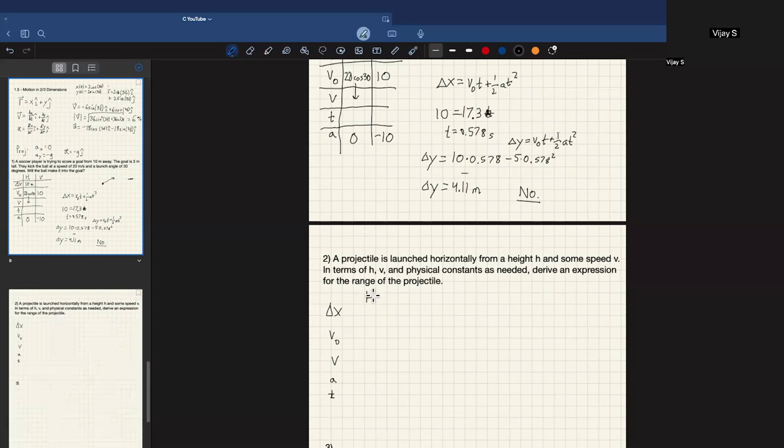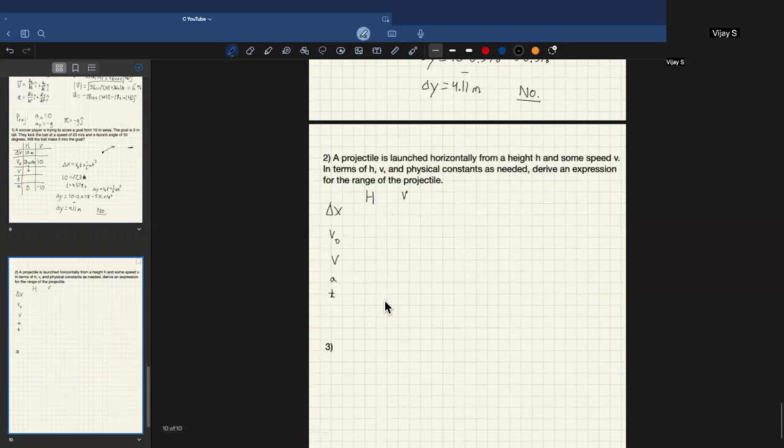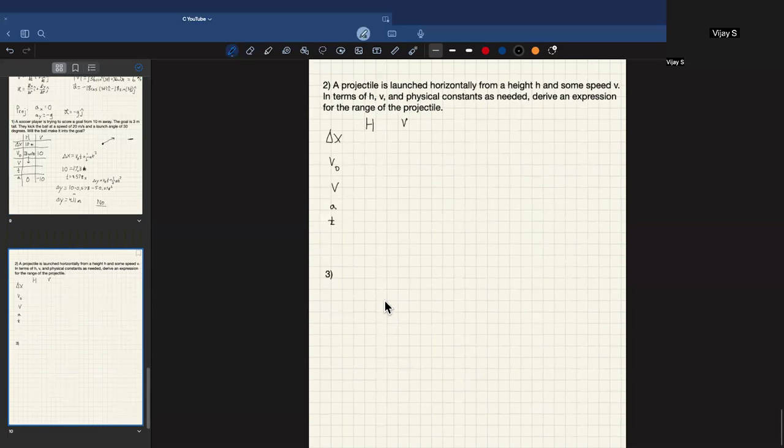Well, the good news is that we know quite a few things here. We want to approach these symbolic questions much like we approach regular questions with numbers, right? Plug in, figure out what you know, figure out what you don't know, figure out what you don't care about, figure out which equation to use. We are looking for horizontal displacement. I'm going to put a question mark there.